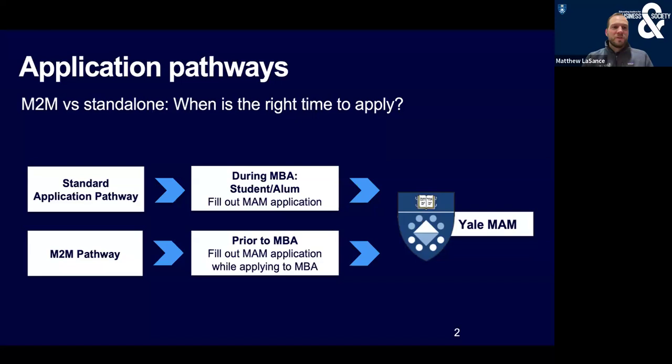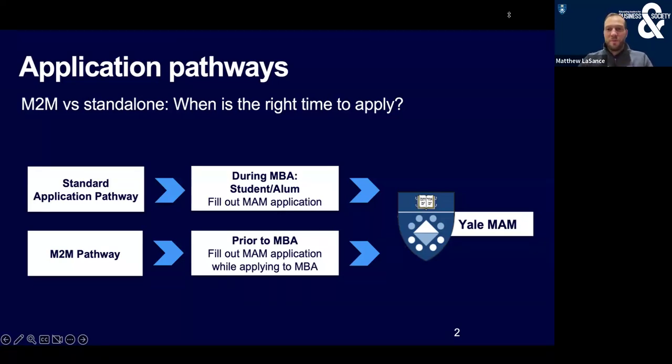Thanks. So let's talk quickly about the two pathways that can lead you to the MAM program here at Yale. Pathway number one, your standard pathway: you've either completed or are in the process of completing your MBA degree, and you would apply for the Yale MAM program standalone. You'd fill out our application, and we'll talk a little more about that in just a minute. If admitted, you'd join us here at Yale and be an MAM student.